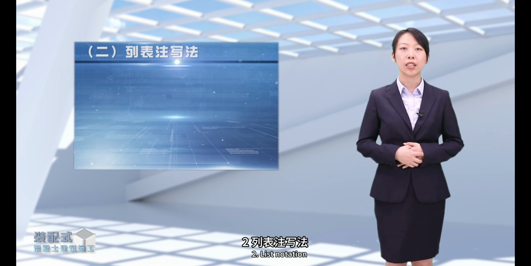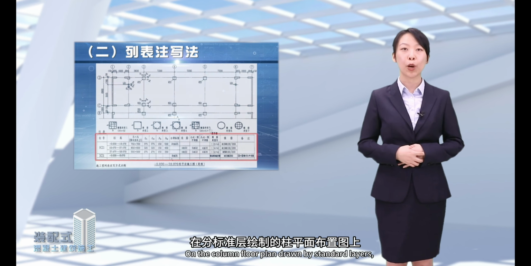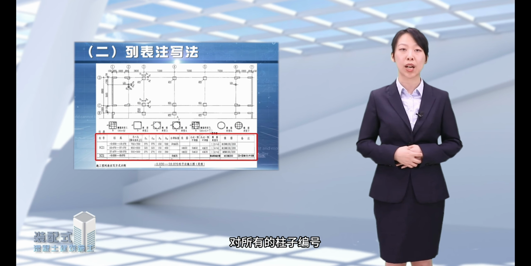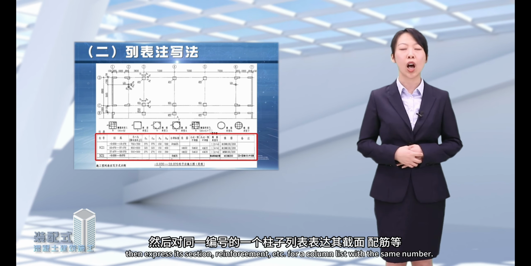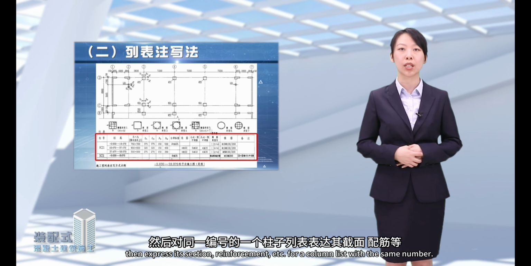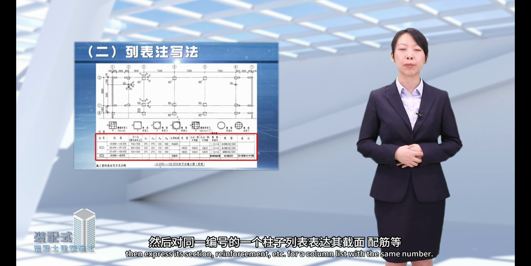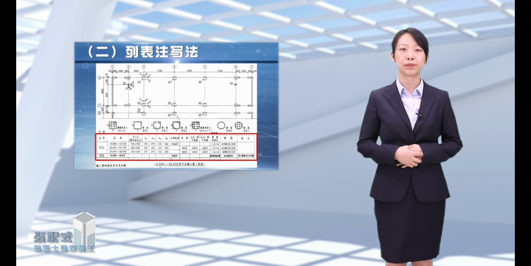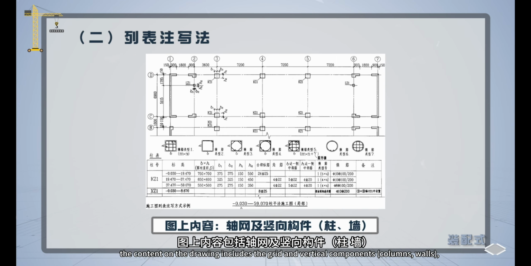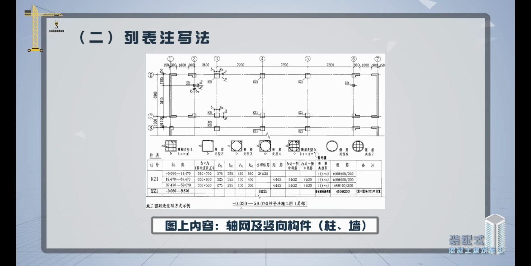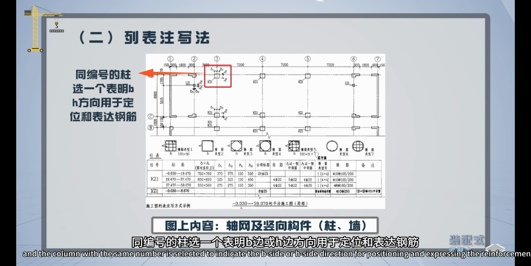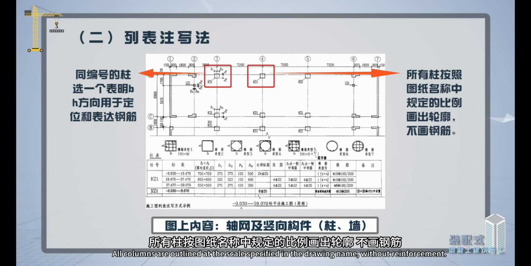2. List notation. On the column floor plan drawn by standard layers, number all the columns. Then express the section, reinforcement, etc. for the columns with the same number in a column list. When the list is written, the content on the drawing includes the grid and vertical components, columns, walls, and the column with the same number is selected to indicate the B side or H side direction for positioning and expressing the reinforcement. All columns are outlined at the scale specified in the drawing name without reinforcement.